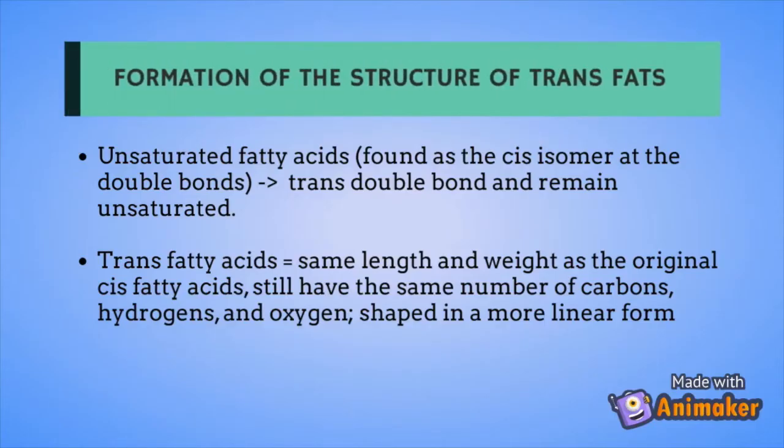During partial hydrogenation, some of the unsaturated fatty acids, which are normally found as the cis isomer at the double bonds, are changed to a trans double bond and remain unsaturated. Trans fatty acids of the same length and weight as the original cis fatty acids still have the same number of carbons, hydrogens, and oxygens, but they are now shaped in a more linear form, as opposed to the bent form of the cis isomers.